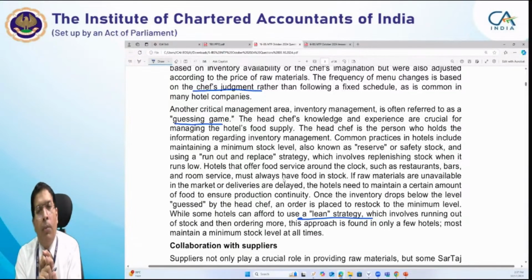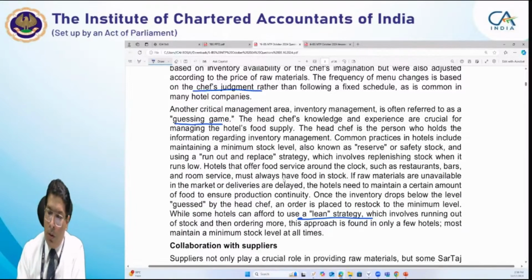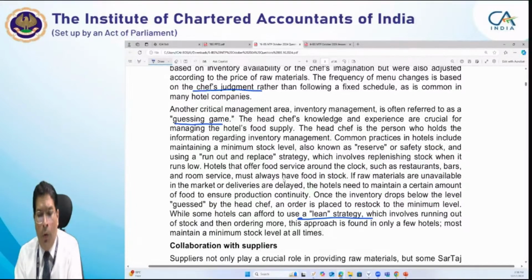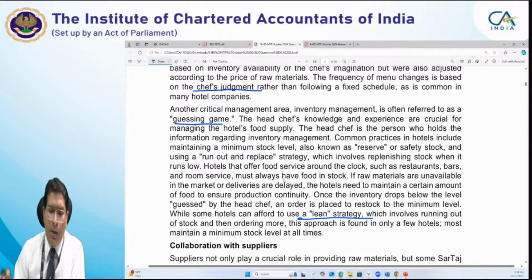There are two types of inventory management style discussed here. In the first case the hotel maintains a minimum inventory level, and the second follows a lean strategy, in which they order stock based on demand. But there is a risk of stock out. Okay, there are a few hotels which follow the lean strategy.